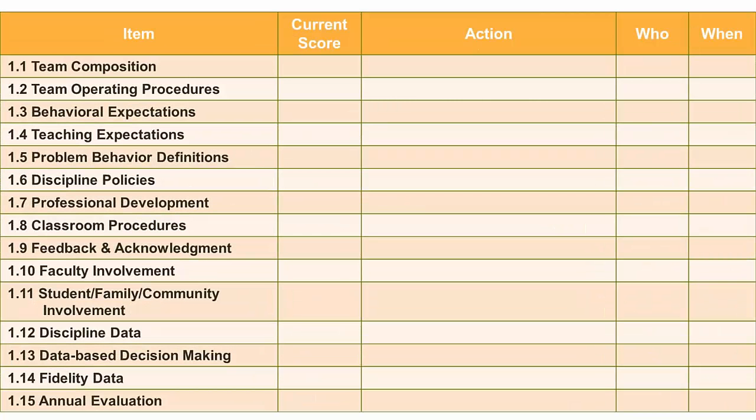So this would be taking a look at your actual TFI score piece. And all you've got to do is go through and put in there the places where you have a 0 or a 1. And then start taking a look at what actions we need to do, who's going to do it, and when are they going to do it.